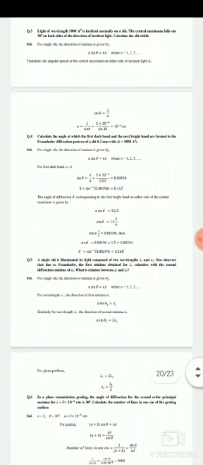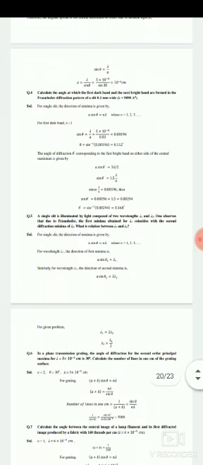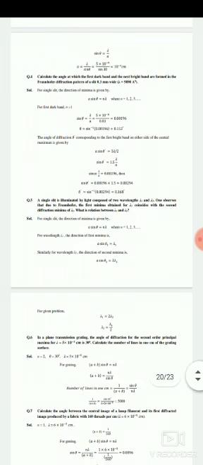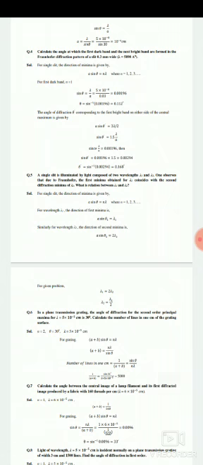Question number 4. Calculate the angle at which the first dark band and the next bright band are formed in the Fraunhofer diffraction pattern of a slit 0.3 mm wide, lambda this. As we calculated earlier, for single slit, the direction of minima is given as a sin theta is equal to n lambda. Here we have to calculate theta. Theta comes as sin inverse this, and we calculate theta as 0.112 degree.